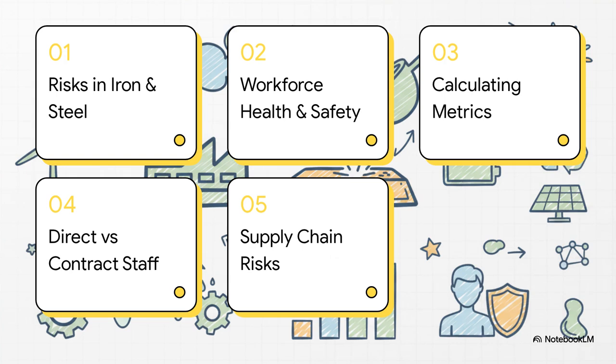Here's our roadmap for today. We're going to hit 1. Risks in iron and steel. 2. Workforce health and safety. 3. Calculating key safety metrics. 4. Direct versus contract employees. And finally, 5. Supply chain risk mitigation. We'll be breaking down the exact formulas and the qualitative reporting requirements you need to know.